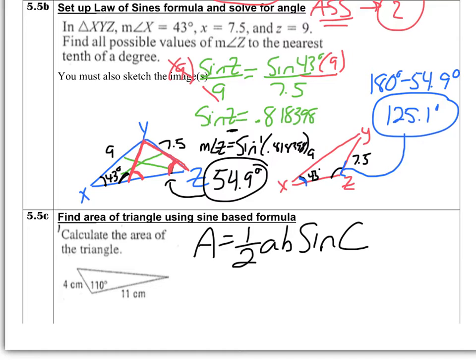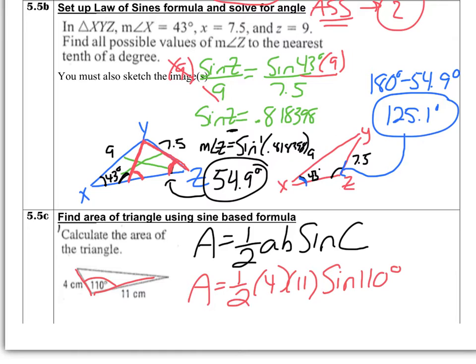So in this case, we have the two sides and we have the angle created by those two sides. So the math on here is very clear cut. 1/2 times 4 times 11. Be careful, now it's the sine of 110 degrees. When you type that in, you're going to get 20.67. It's centimeters squared because we're finding area.